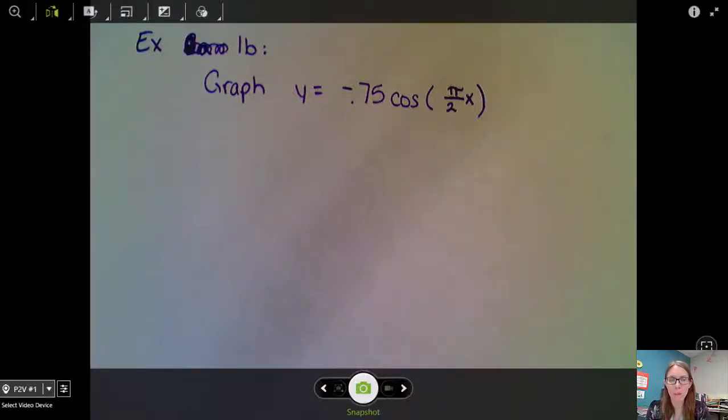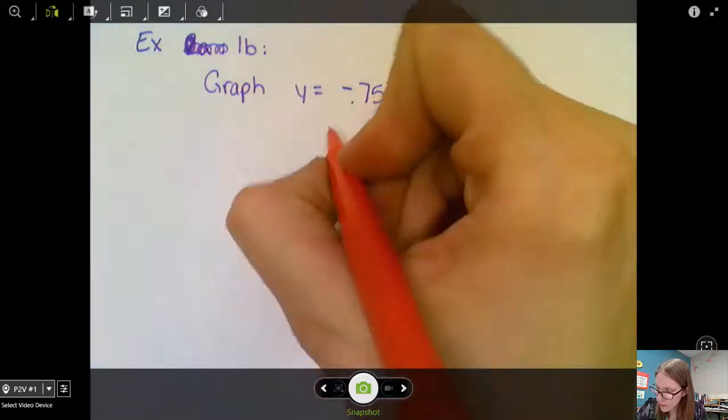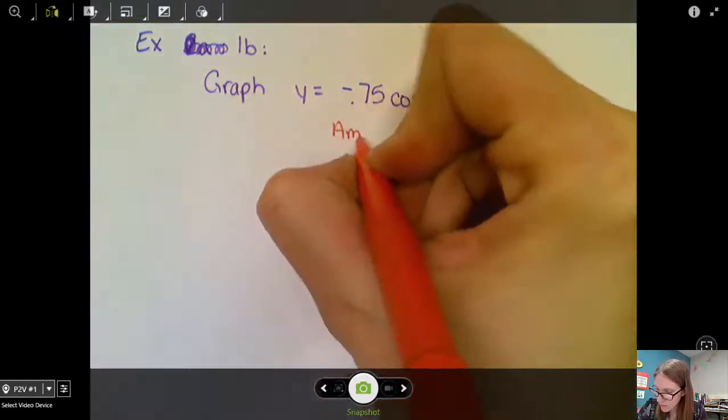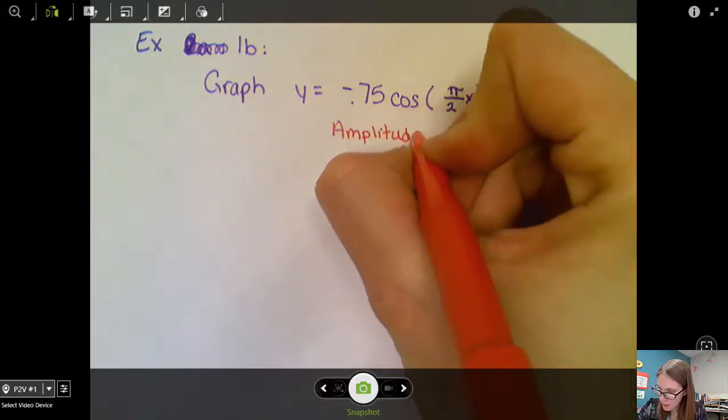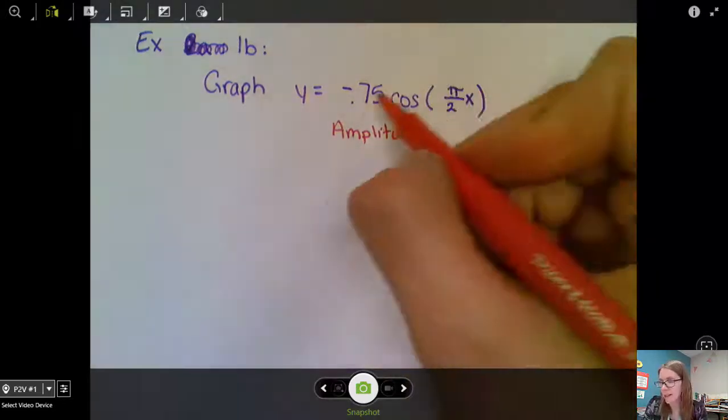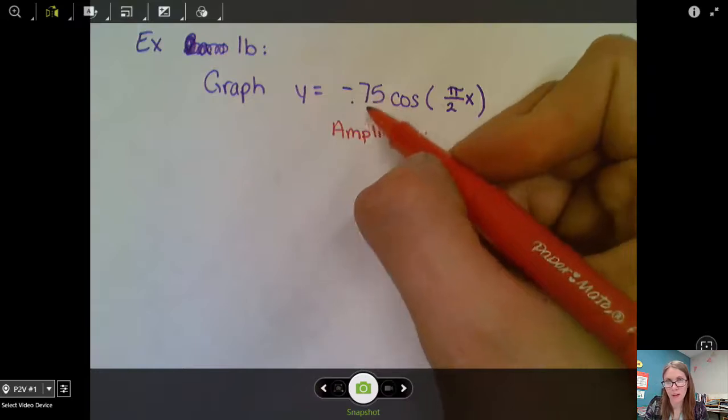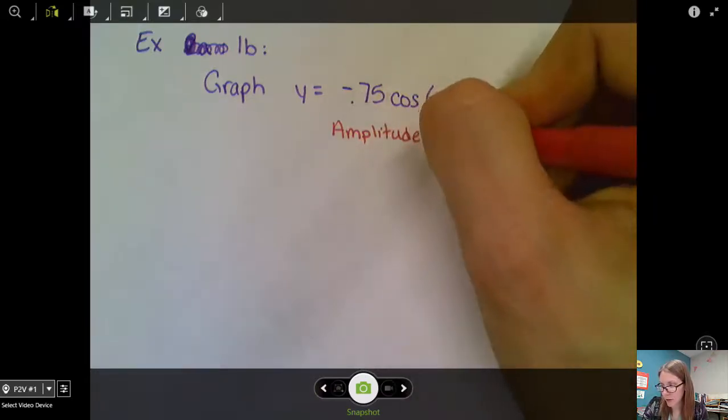For example 1b, we are going to graph y equals negative 0.75 cosine of pi over 2x. Now the first things that we need to figure out are the period and the amplitude for this cosine function. And let's start off with the amplitude. The amplitude is determined by this number out front, and that number in front, we have an amplitude of 0.75.